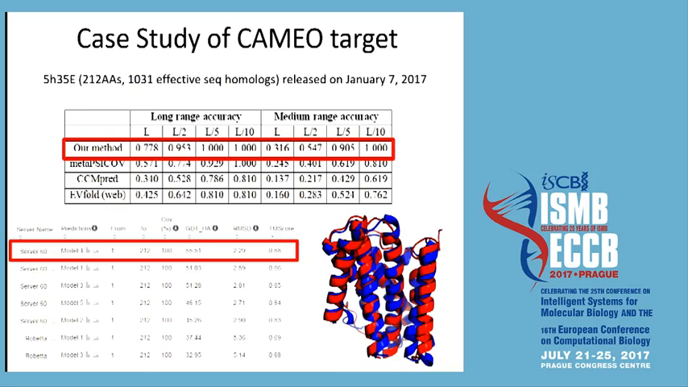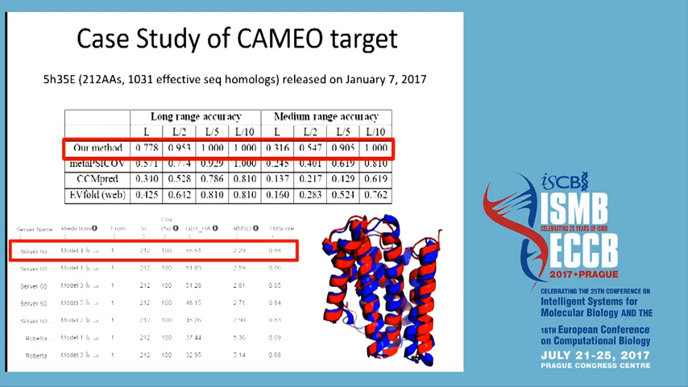This protein has 210 amino acids, and it has more than 1,000 sequence homologs. But even for a protein with so many sequence homologs, when you look at the contact prediction accuracy, our method performs much better than the other methods, especially the pure correlation method. And then this is the 3D modeling accuracy. Look at the TM score here: we can get a TM score close to 0.9, and the RMSD is close to 2 angstrom for this protein.